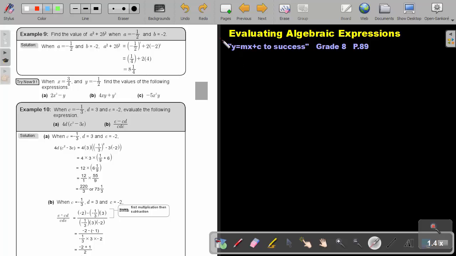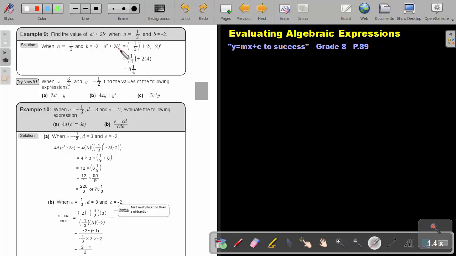Part 6. We are going to continue with evaluating algebraic expressions. You will find this on page 89 in the Namibian Mathematics Grade 8 textbook. Now, let's look at another example. Find the value of a squared plus 2b squared when a is negative a half and b is negative 2. Look at the fraction and look at the negative numbers.